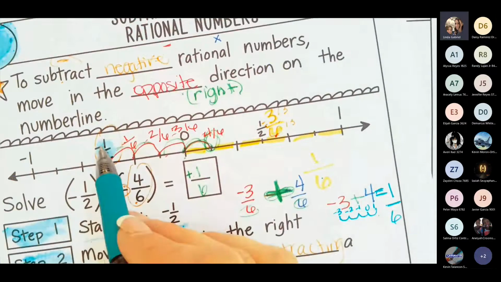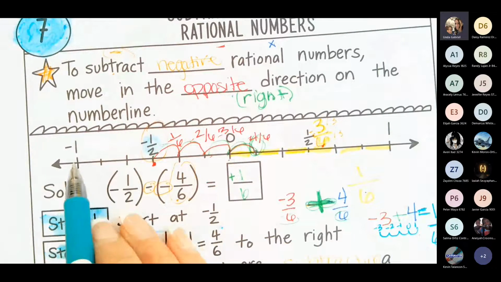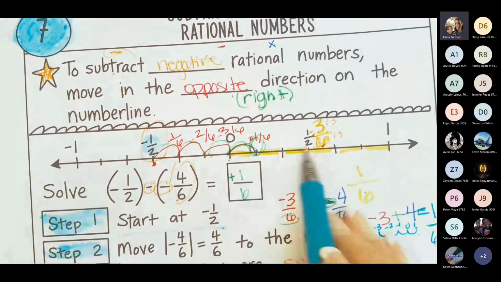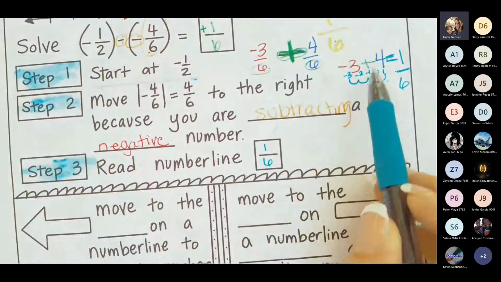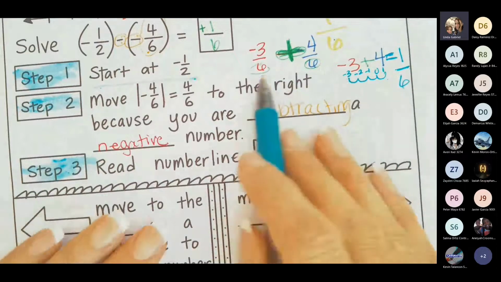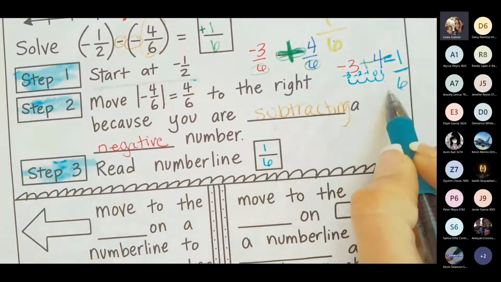So when I use my number line, I use my rule that I had for subtracting negative rational numbers from the number line. Right? I move in the opposite direction. That still proves true when I worked out the math problem, right? I got a positive 1/6.